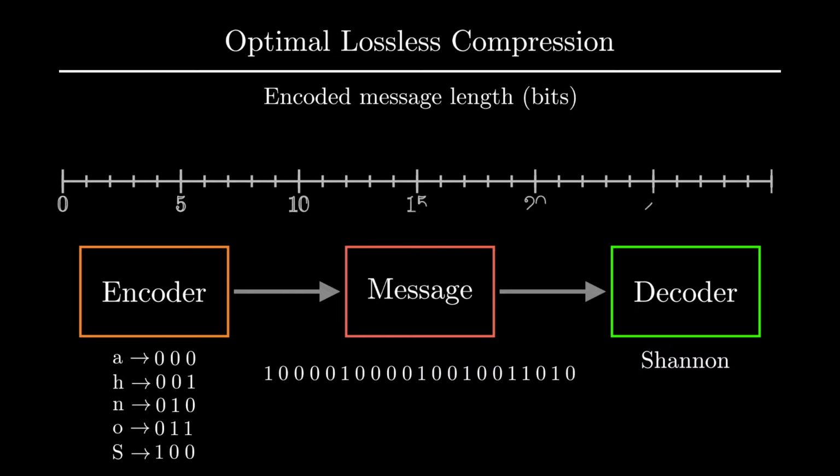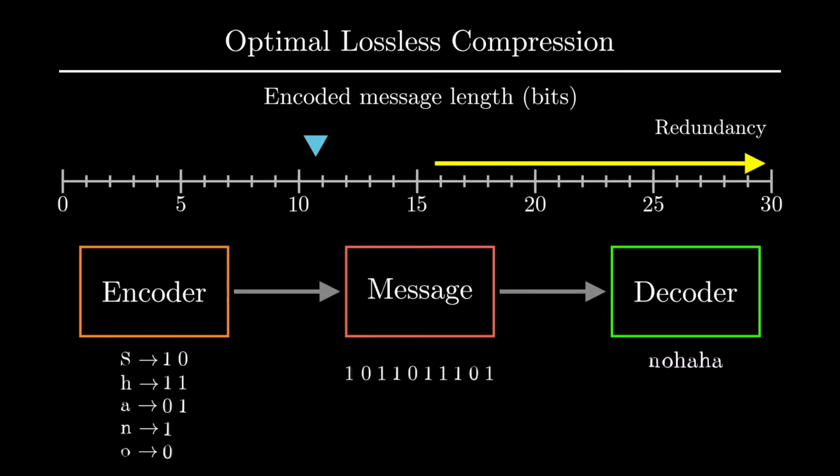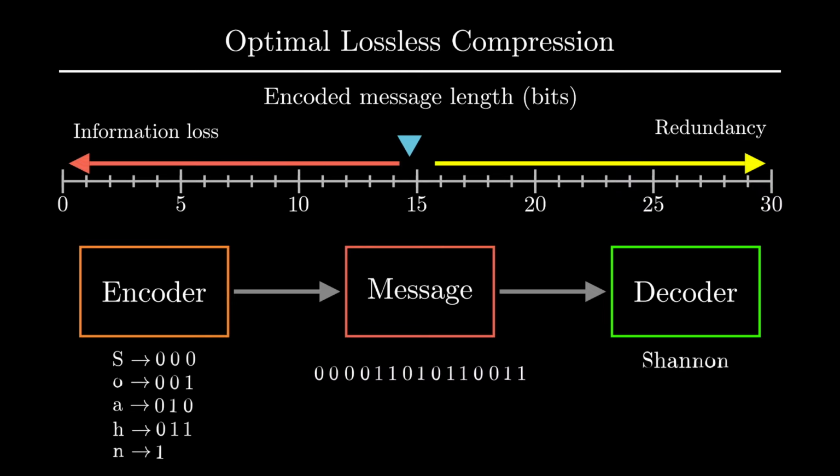If we think about what we need in an optimal lossless compression algorithm, it ends up being fundamentally a balancing act. On one side, we have to be careful about not using too many unnecessary bits, but if we use too few bits, we end up losing information from the original message. This brings up an interesting question.